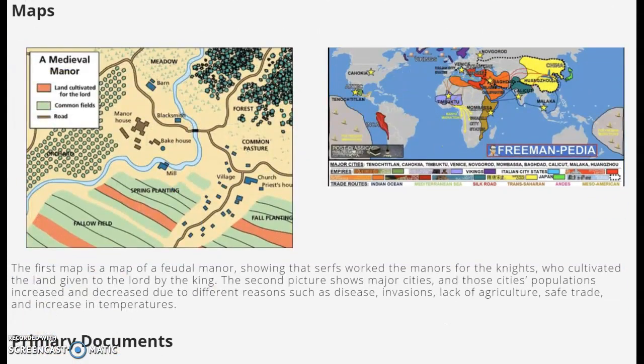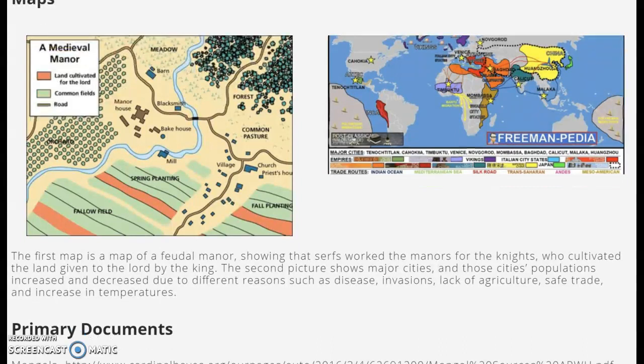And then the maps. The first one is a manor, which goes along with feudalism. It doesn't exactly show it, but in feudalism the serfs worked the manors, and since serfdom was a new form of labor, that's where that ties in. And the second one is just of major cities at this time period, especially with trade or large populations, so it could show urbanization and that cities grew and shrunk accordingly.